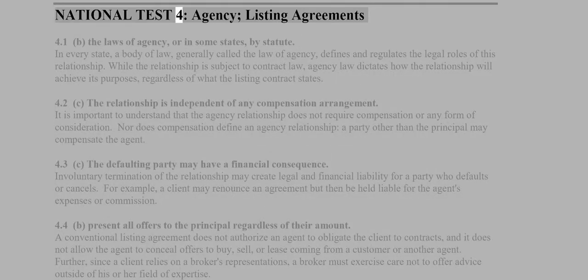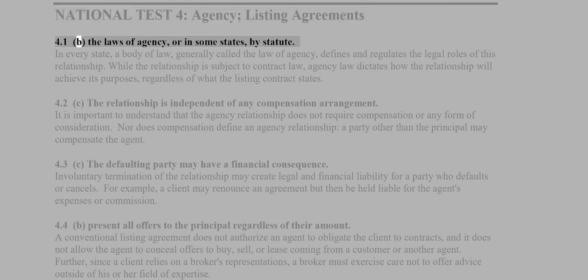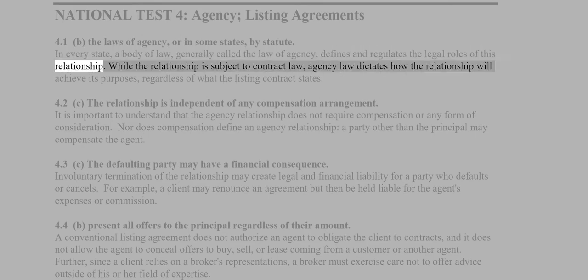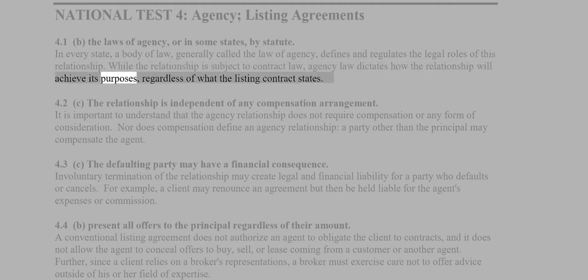National Test for Agency Listing Agreements. 4.1 b. The laws of agency, or in some states, by statute. In every state, a body of law, generally called the law of agency, defines and regulates the legal roles of this relationship. While the relationship is subject to contract law, agency law dictates how the relationship will achieve its purposes, regardless of what the listing contract states.